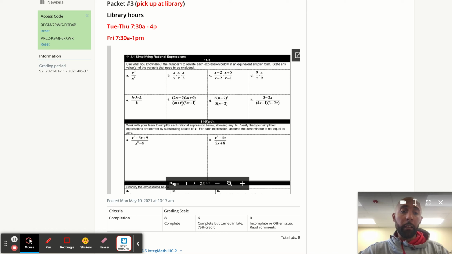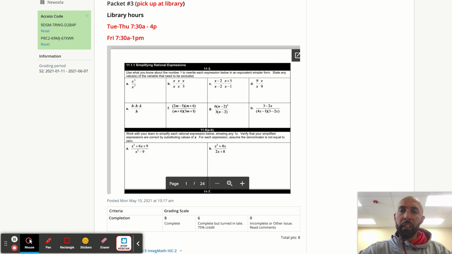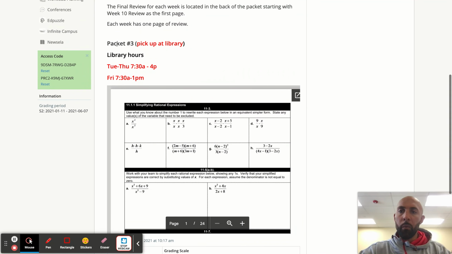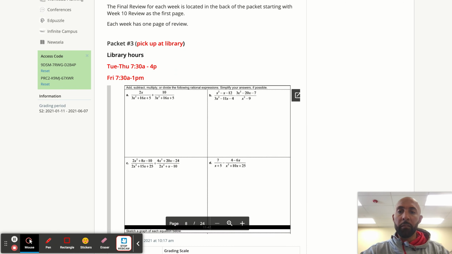You can find this again at the library. Here's the hours right here. I post it wherever you see your packet assignments. But basically, the review for the final is in the third packet. It's in the very back.